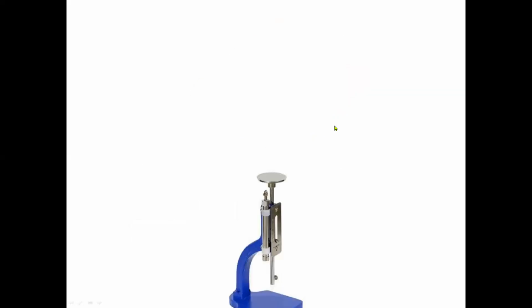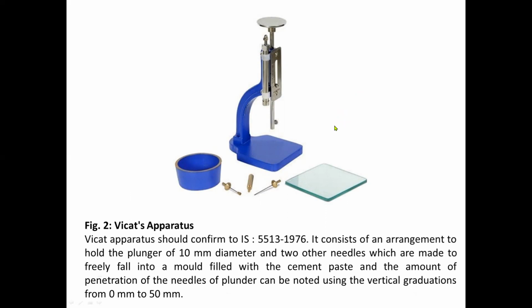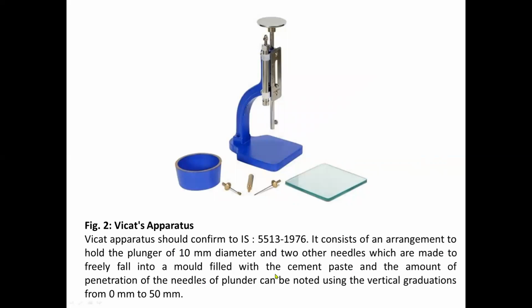Another apparatus that we have is our Vicat apparatus. The Vicat apparatus should conform to IS 5513-1976. It consists of an arrangement to hold the plunger of 10 millimeter diameter and two needles which are made to freely fall into a mold filled with the cement paste, and the amount of penetration of the needles can be noted using the vertical graduations from 0 to 50 millimeters.